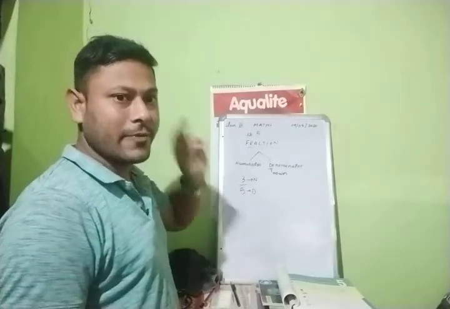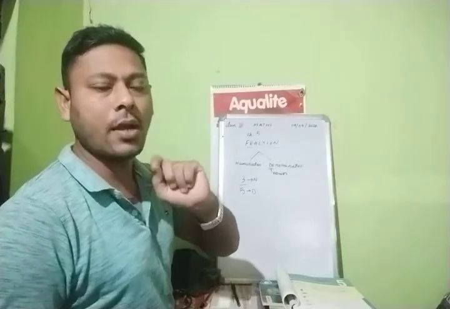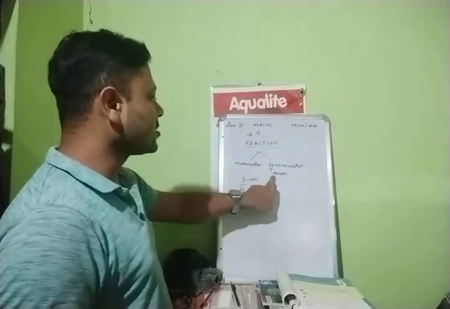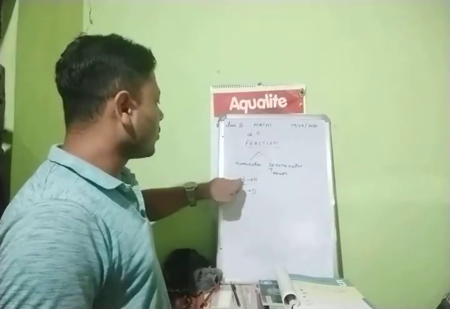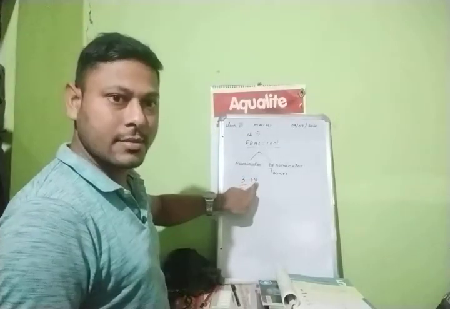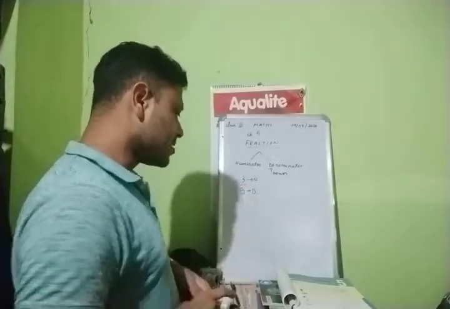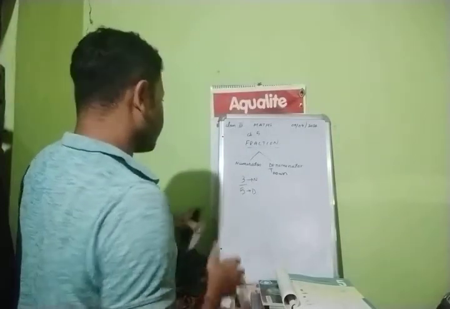If you forget, what will you do? Just remember the technique that D means down. D means denominator. So it will be the down one. So what is left? Numerator. That will be on the top. Numerator N. Right children? Done? Clear? Okay. Now let us revise what is given in your book.